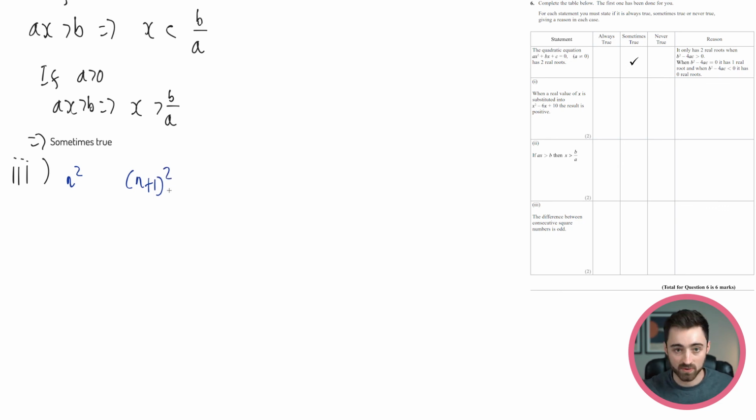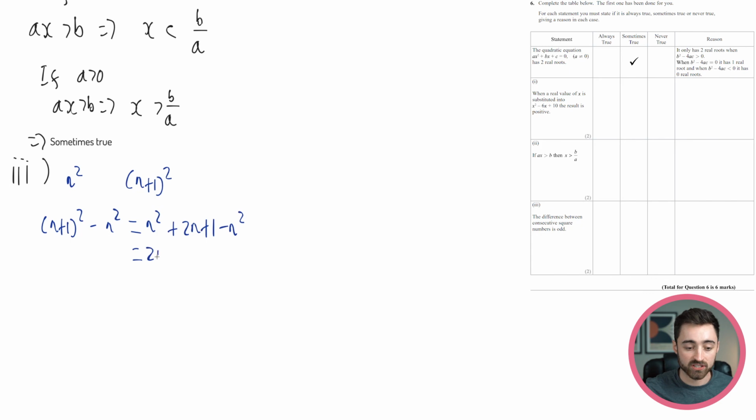And I want the difference between these two things. So the difference is one minus the other. This one's going to be bigger, so I'm just going to do this one minus that, and see if this thing's odd. So I'm going to multiply out this bracket to get n squared plus 2n plus 1. And then I'm going to take away this n squared. So the answer here is 2n plus 1.